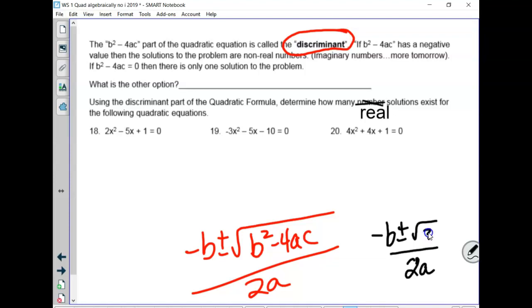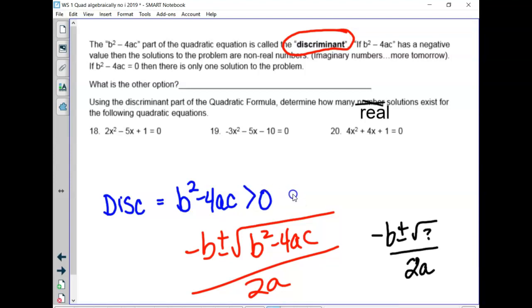Okay? So the discriminant is what's underneath the radical, b squared minus 4ac. And there are 3 possibilities. If it's positive or greater than 0, well, how many solutions will we have? Negative b plus or minus the square root of 7 over 4. 2 real solutions, right? Okay.